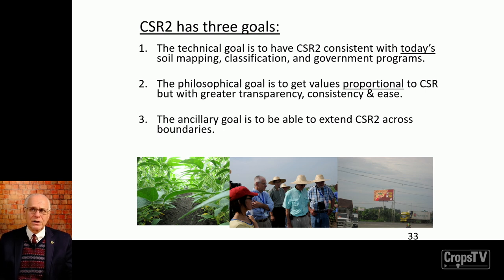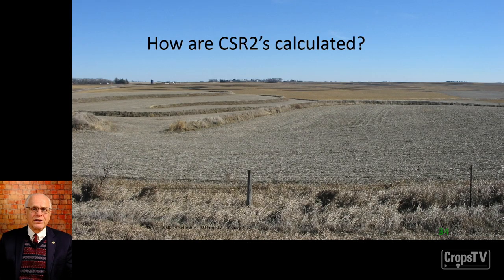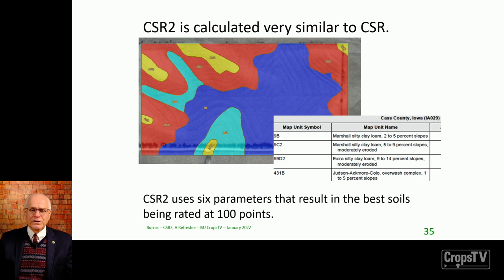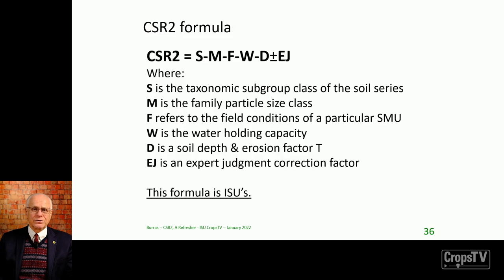But ultimately, it's to get the same numbers as CSR, at least similar numbers, but that meet and will continue to be continually updated systems that occur through modern soil mapping and such. So how are CSR2s calculated? Well, very similar to how Dr. Fenton calculated them. I just use 6 parameters though. But the best soil still gets 100 points. And so it's 6 straightforward parameters.